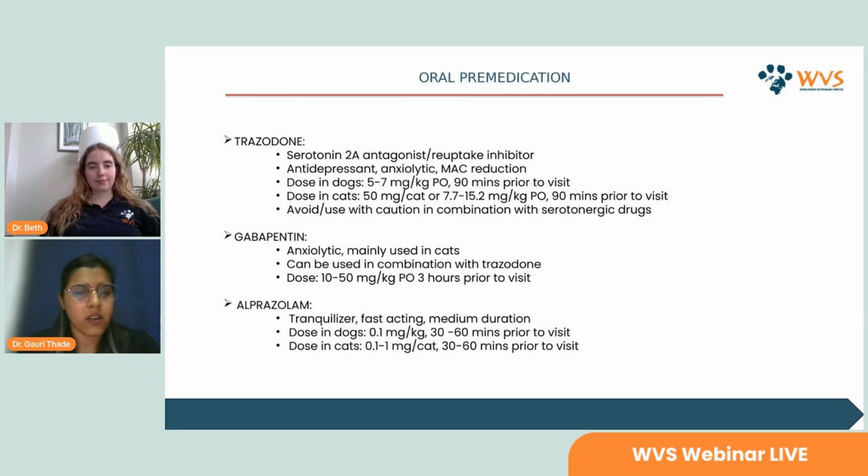Then gabapentin, again, as a single dose. For anxiolysis, the doses are much higher, usually upwards of 20 or 30 mg per kg per oral, or per os. Usually it takes a long time for the gabapentin to start acting, so 3 hours prior to the visit. Again, if you're using it with trazodone, I believe the doses are around 5 mg per kg trazodone and 10 mg per kg gabapentin in combination, and can be used both for dogs and cats. And if you're worried about serotonin syndrome, you can consider alprazolam or oral acepromazine.